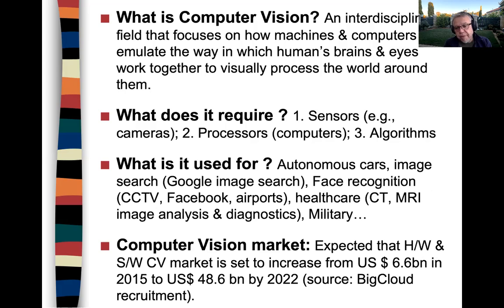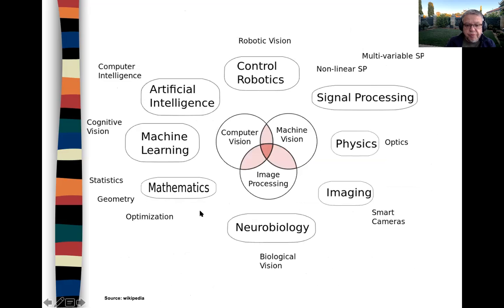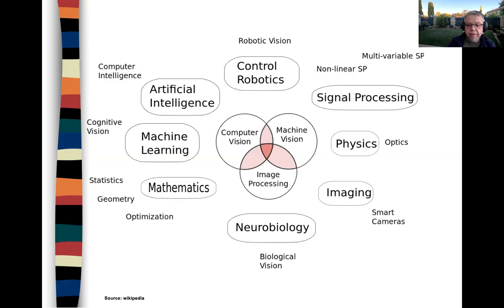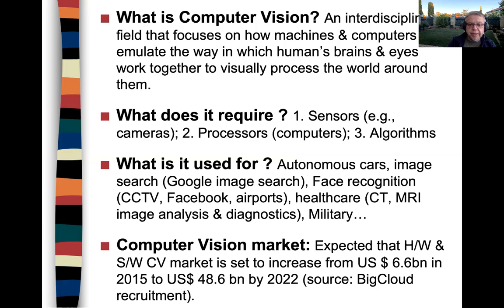In fact, this is one of the statistics. It's expected that the hardware and software computer vision market was set to increase from 6.6 billion to 48.6 billion by 2022.